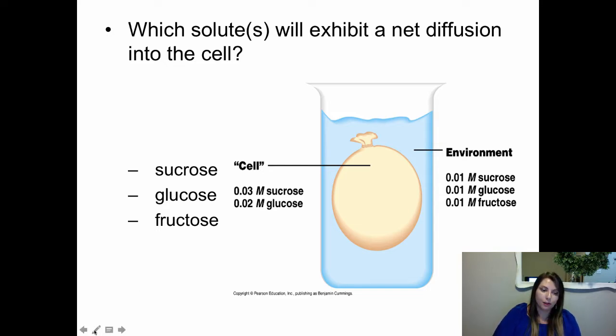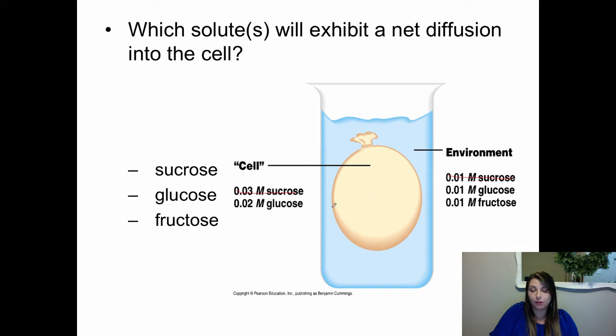So first things first, let's go ahead and cross off our sucrose. Alright, so now we are going to look at the amounts of glucose and fructose, both inside and outside of the cell. And let's get rid of that sucrose. Alright, so we have 0.01 moles of glucose and 0.01 moles of fructose outside of our cell, and we have 0.02 moles of glucose inside of our cell.